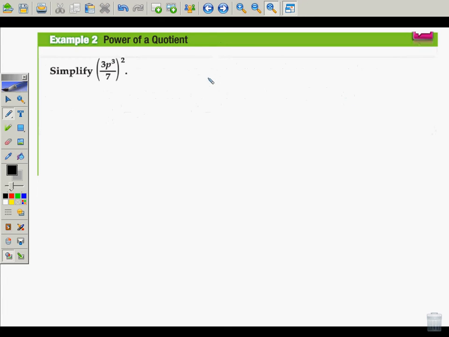So looking at our example, we've got 3p raised to the 3rd power over 7, everything in parentheses raised to the 2nd power. And since we only have multiplication and division inside the parentheses, that means I can use my power of a quotient rule. So I'm just going to take this exponent of 2 and apply it to each individual part inside the parentheses. So now I'm going to have 3 raised to the 2nd power, and now I have p.